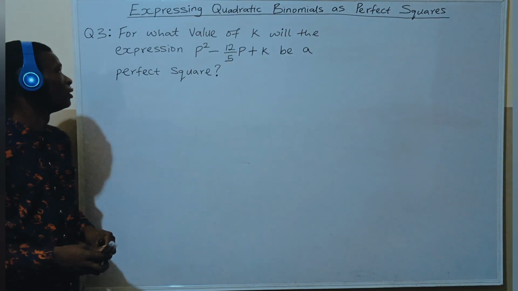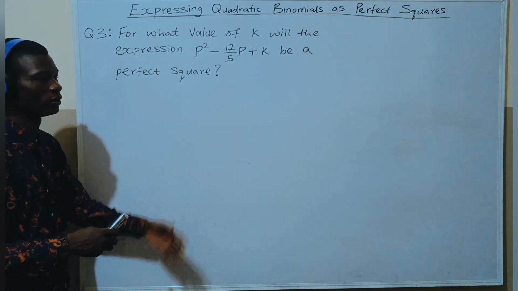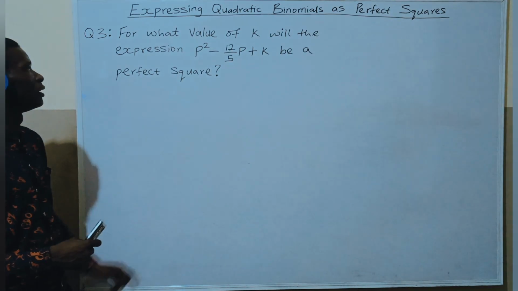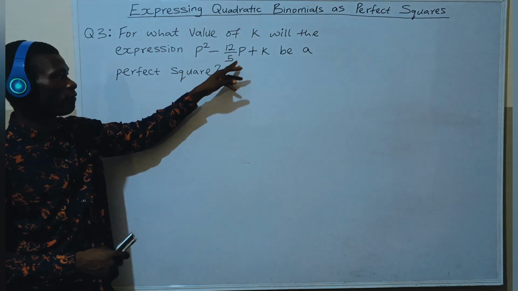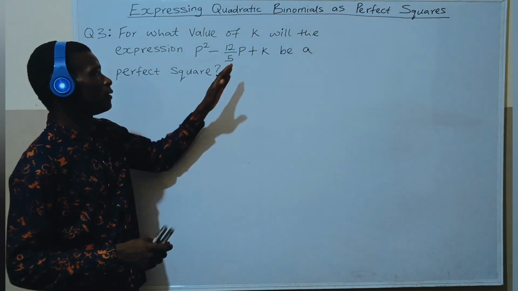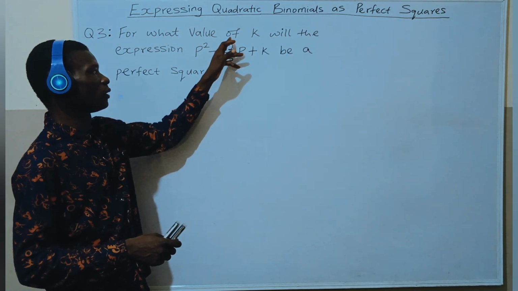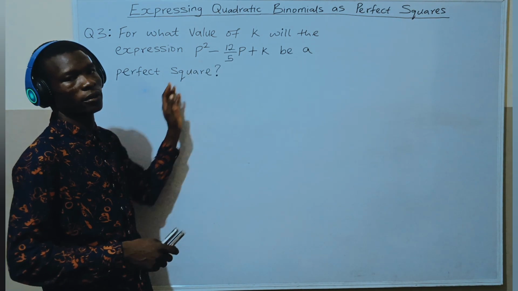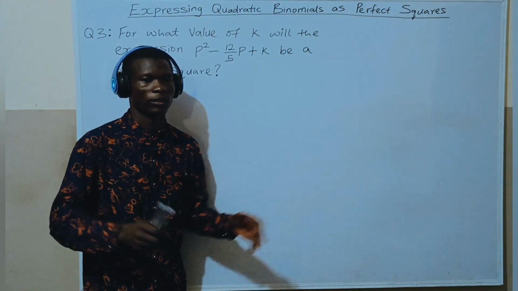Question 3. Twisted a little, but still same as question 1 and 2. Okay, question 3 says, for what value of k will the expression p squared minus 12 over 5p plus k be a perfect square? What it's only saying is that find the number that must be added to p squared minus 12 over 5p to make a perfect square. So we're only looking for the value of k. That's what the question says.